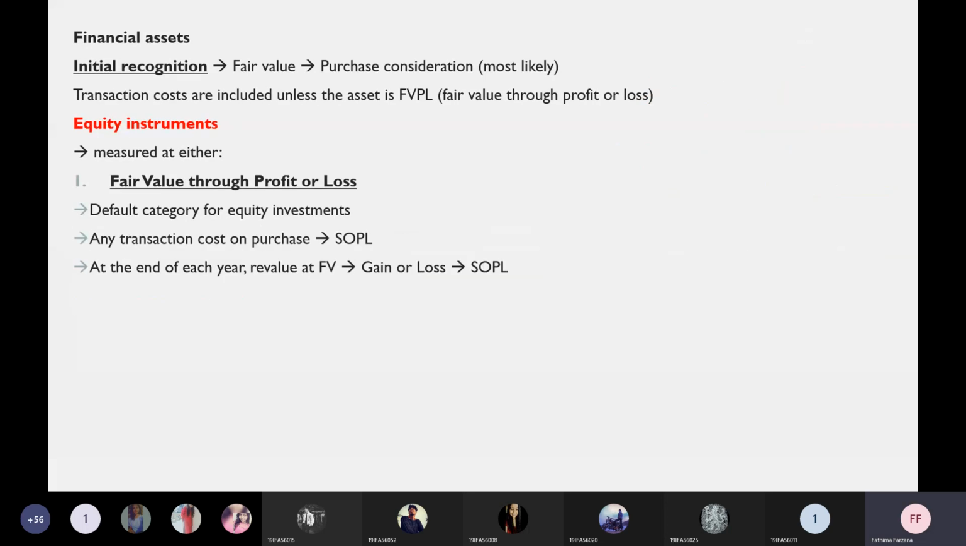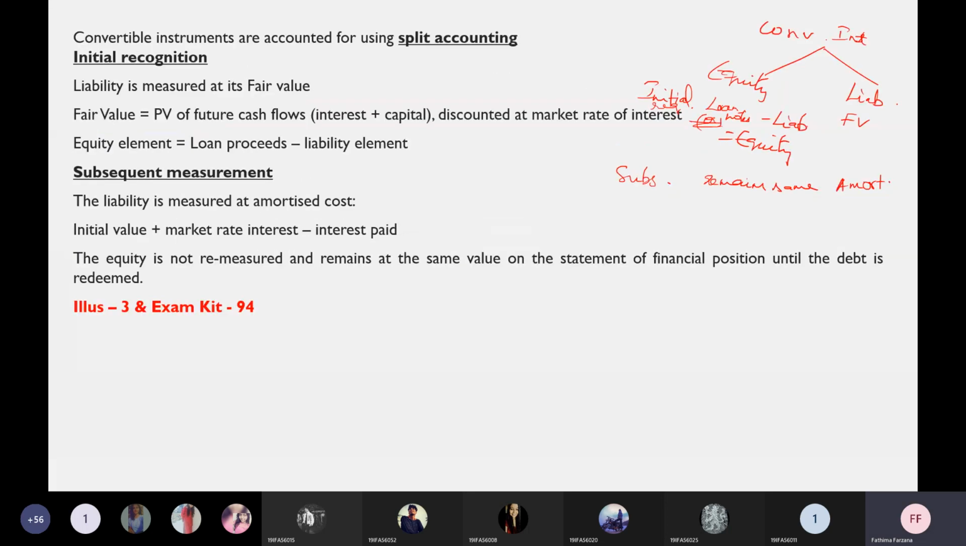Financial asset, how will you recognize? So financial liabilities, illustration 3 and exam kit we did. The subsequent measurement, whenever the problem is coming, we'll go ahead. So liability, how will we measure? It is given very clearly here. Liability is measured at its fair value. Fair value means what? Present value of future cash flows, that is discounted at market rate of interest.